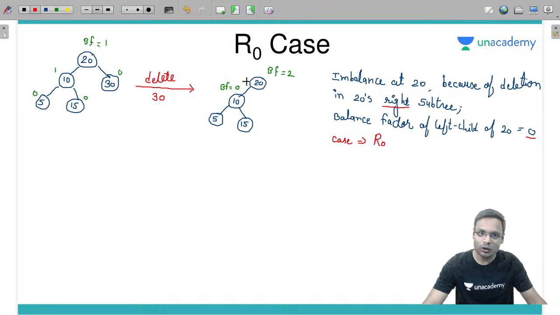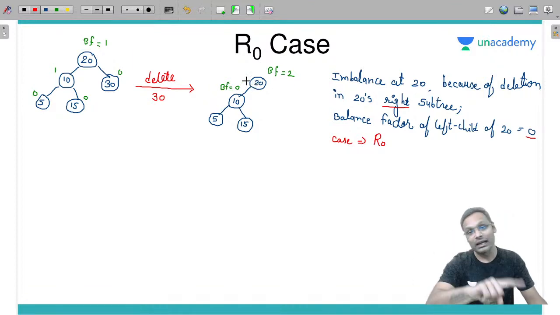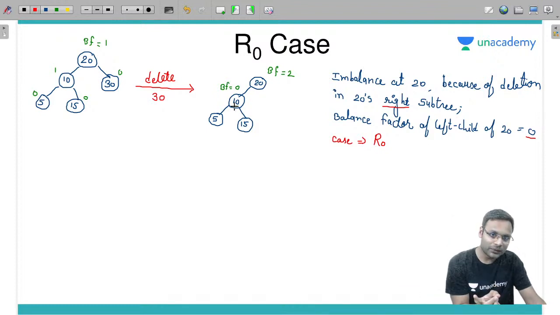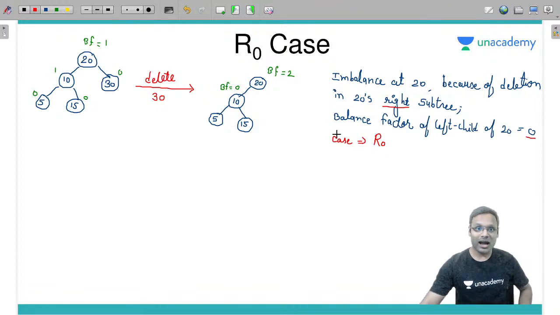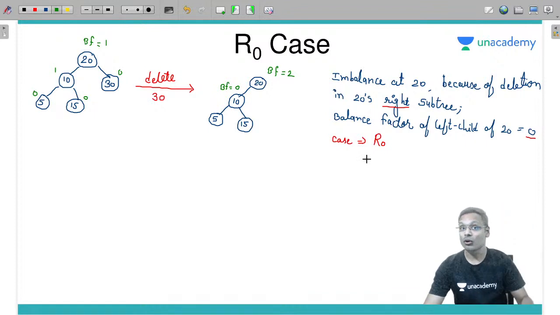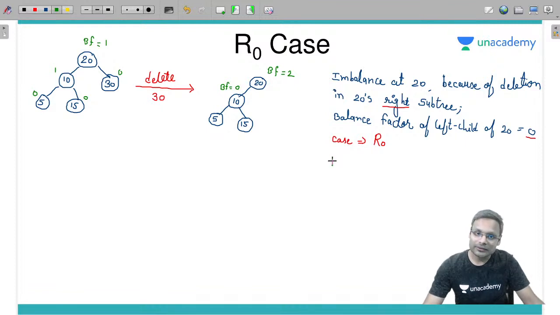If you have deleted the node from imbalanced node's right side, check out the left subtree's balance factor, left child balance factor, it is 0, then R0 case. अब अगर R0 case है तो आपको अप्लाई करना है रोटेशन LL. R0 अगर केस है तो सॉल्यूशन क्या होगा? LL. So solution of this R0 case is LL rotation. And now you know that LL rotation is what? How LL rotation will be done? Single right rotation this way.